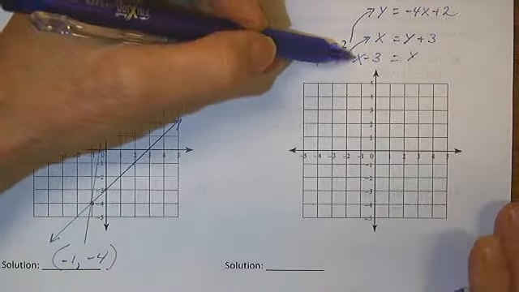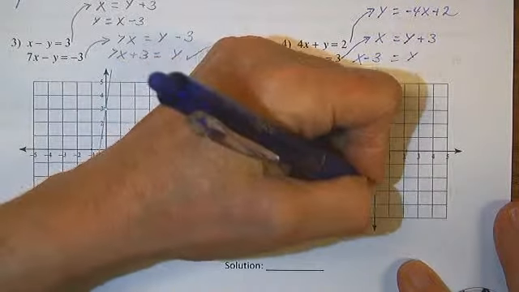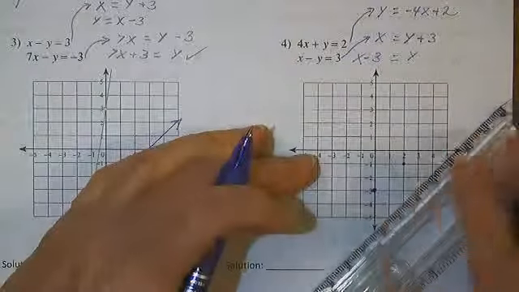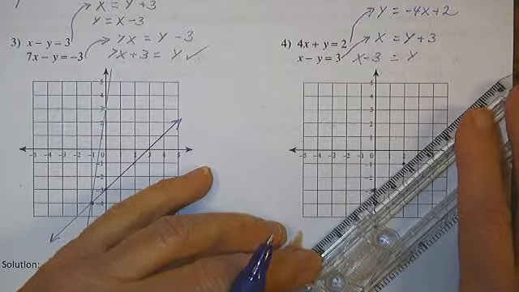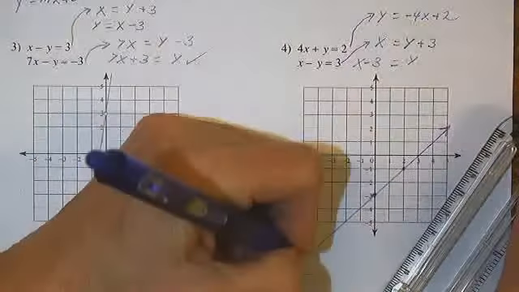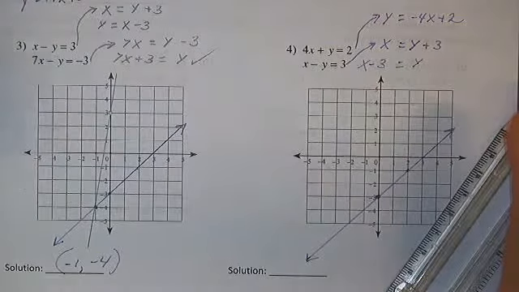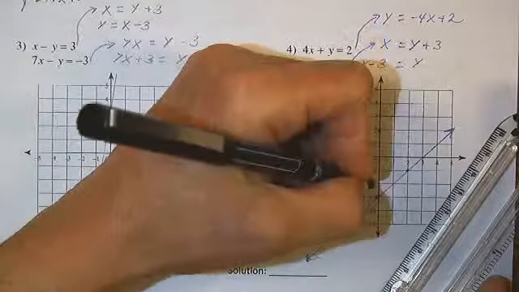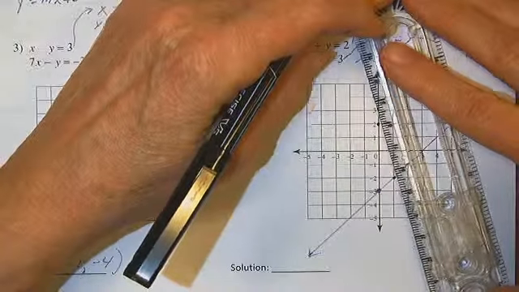I'll graph this one first. Y equals x minus 3. My slope is 1. My y-intercept is negative 3. There's my second point. I line it up carefully. No sloppy mathematicians here. Y equals negative 4x plus 2. My y-intercept is 2. My slope is negative 4. Down 4 over 1. These really did graph quite beautifully.